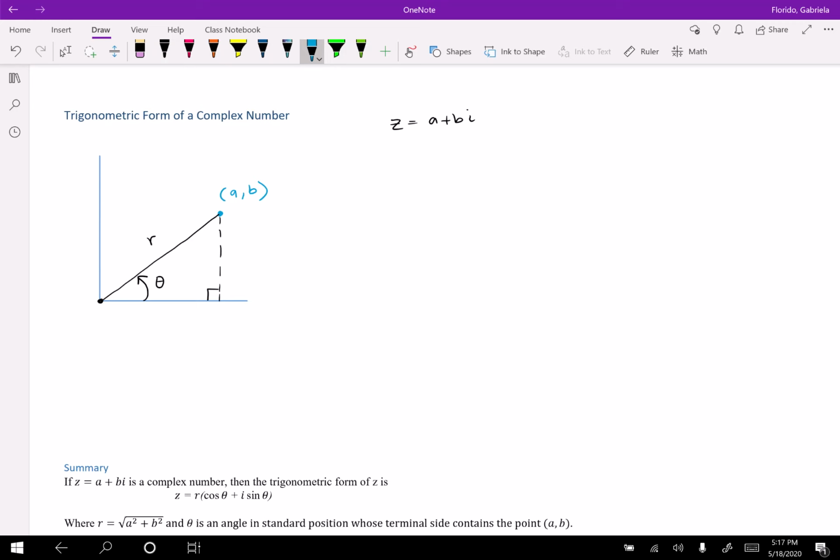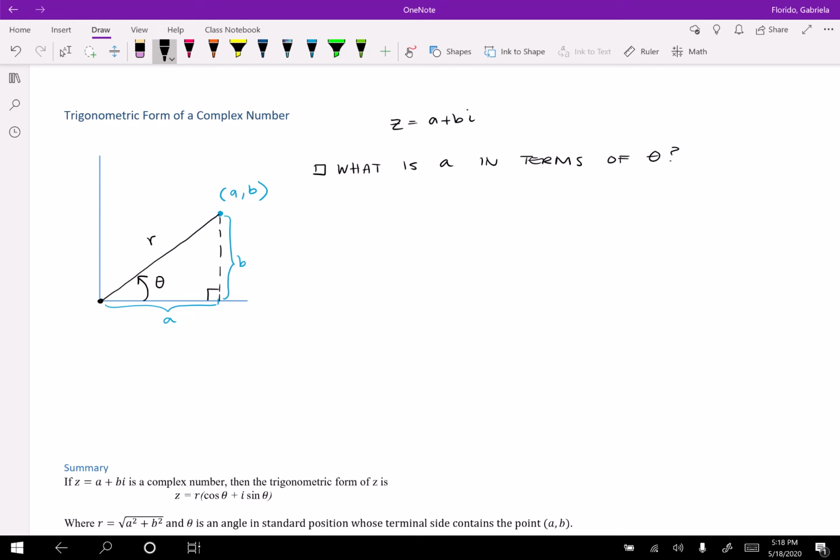We do know that the distance from the origin, the base of the triangle, this distance here, is a, and the height of my right triangle is b. So we know the lengths of all the sides of this right triangle. Let's see if we can write a in terms of r and theta. What is a in terms of theta?